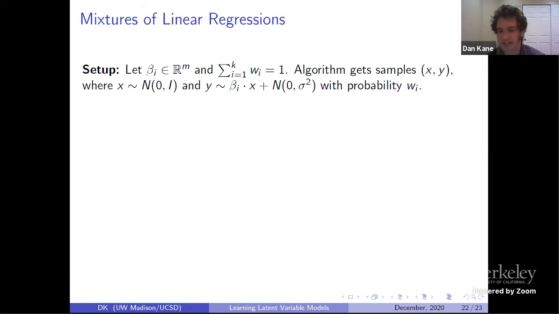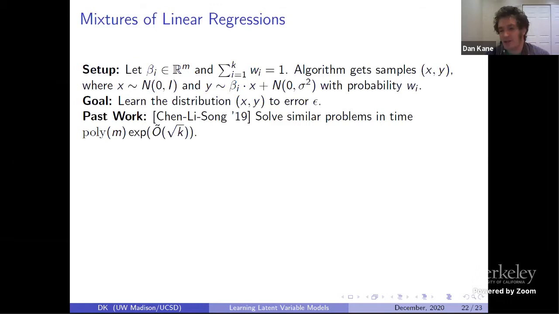Now, if you just had a single beta i, this would be a linear regression problem. But because we pick a random beta i, we have a mixture of different linear regressions. There are several goals you might have, but a natural one is to try and just learn the distribution over pairs (x, y) to error epsilon.